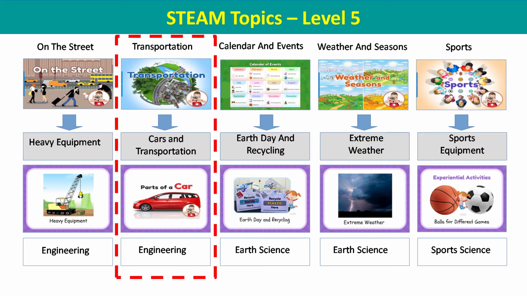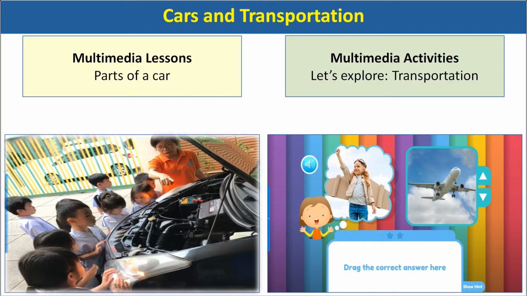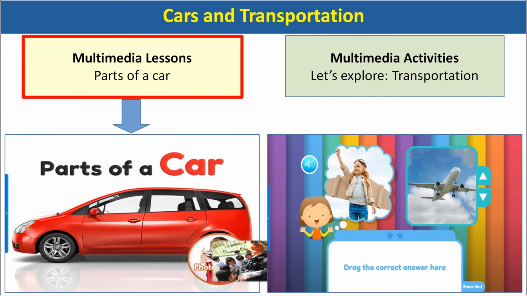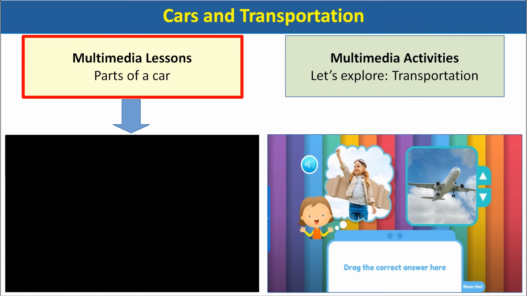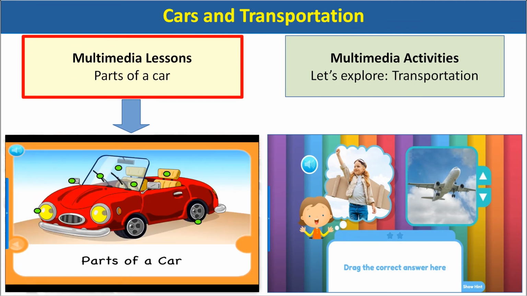An example from Level 5. In cars and transportation, children learn to appreciate the science behind these inventions. Children will first be introduced to the various parts of a car. Parts of a car.